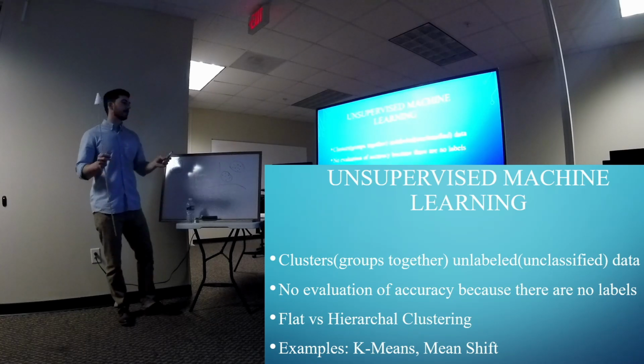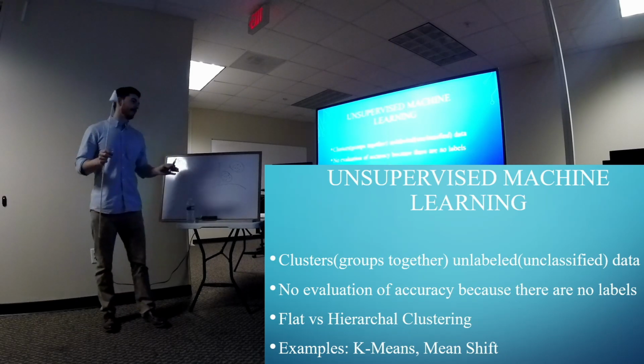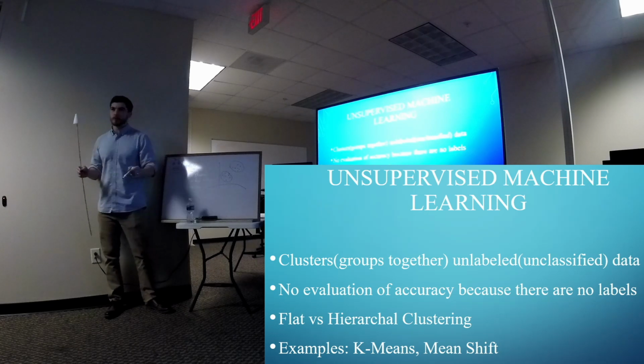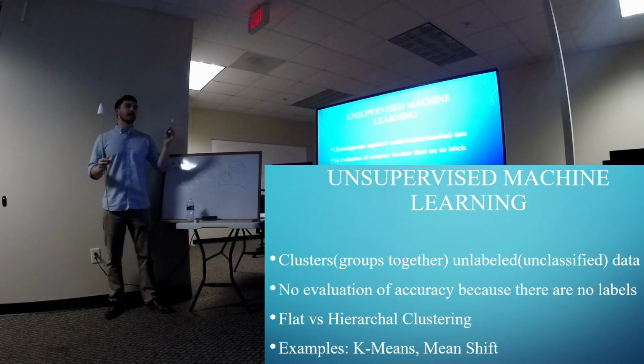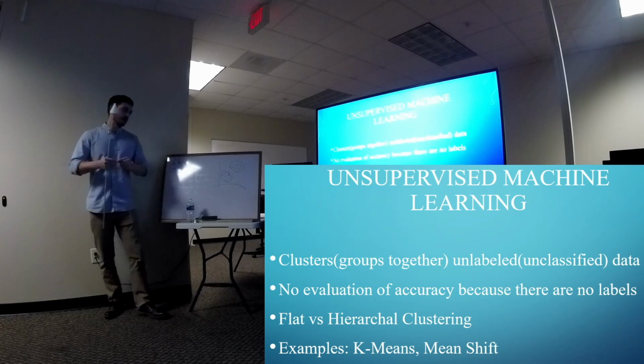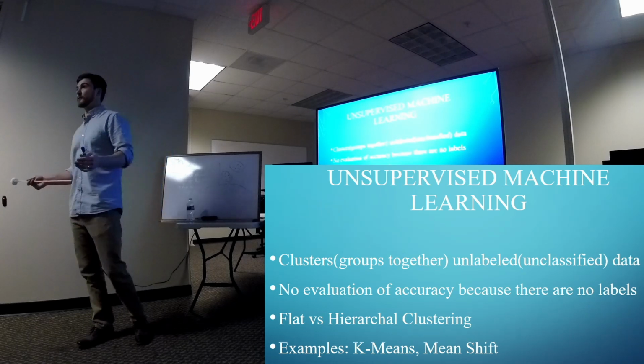And there's two different types of clustering. There's flat and hierarchical. Basically with flat, you tell it, find me two groups. With hierarchical, you say, find me your best guess of the number of groups and what the groups are, essentially. And there's no evaluation of accuracy for this because we don't know what the actual labels are.